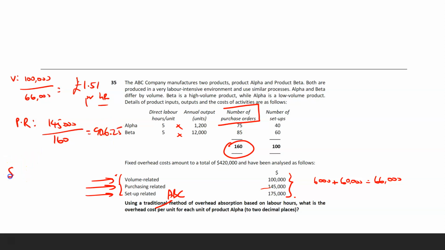And the setup related costs: the total setup cost of £175,000 divided by the number of setups, which is 100, gives £1,750 per setup. So in effect, what I now need to do is work out what's going on for each of them.